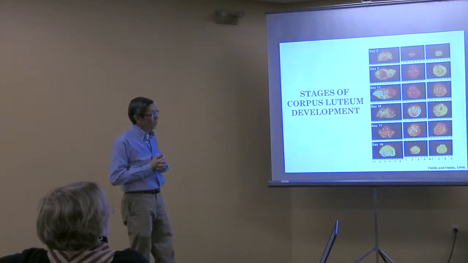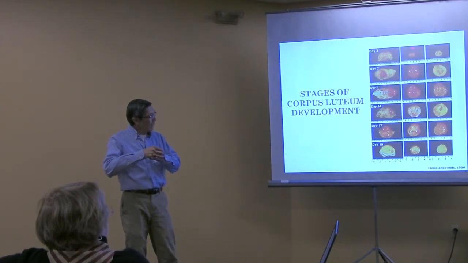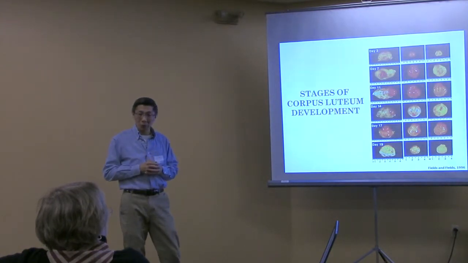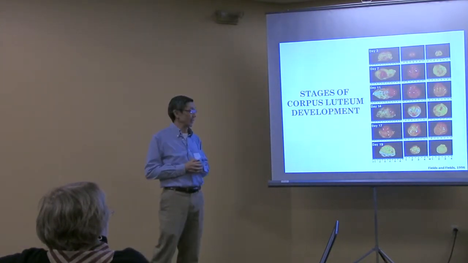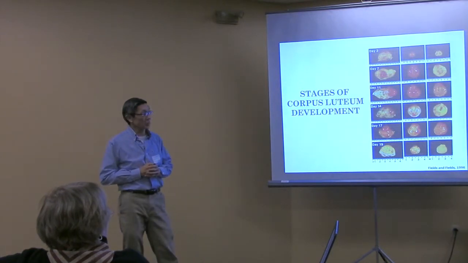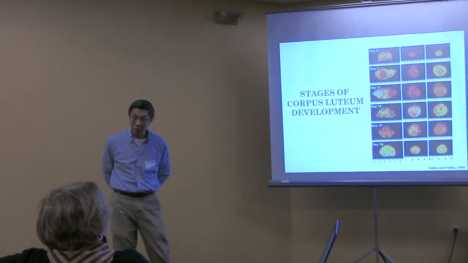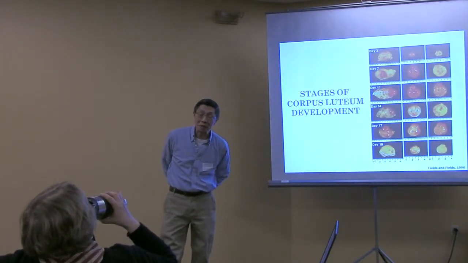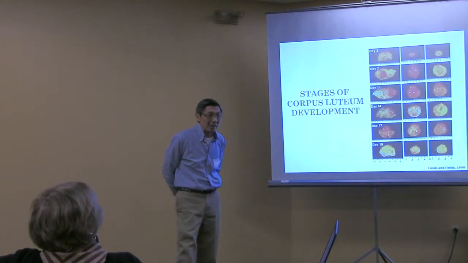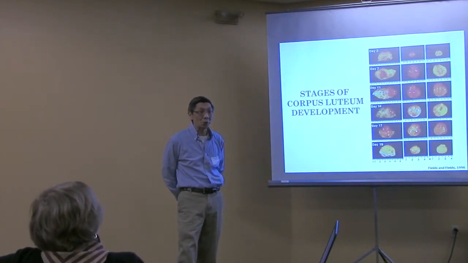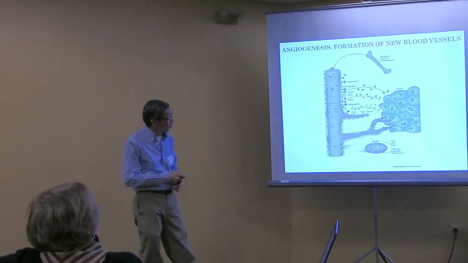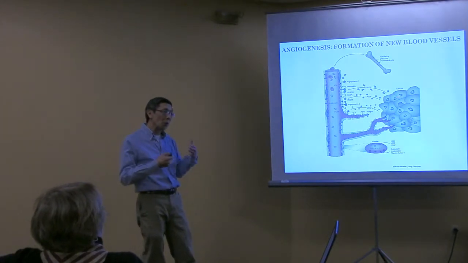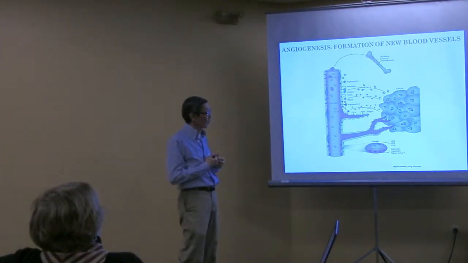What I want you to note particularly is how red this early developing and middle-aged corpora lutea are. And that has to do with the very extensive blood vessels that are actually present in the corpus luteum. You probably don't know that having new blood vessels be formed is very rare. It's extremely rare in normal tissues by normal cells. It is usually associated with diseases such as tumors. And it's from tumors that we learn about how blood vessels are regulated.